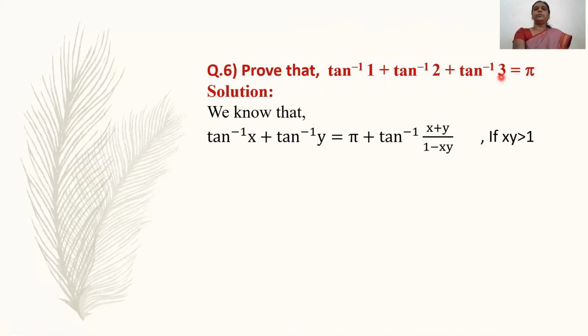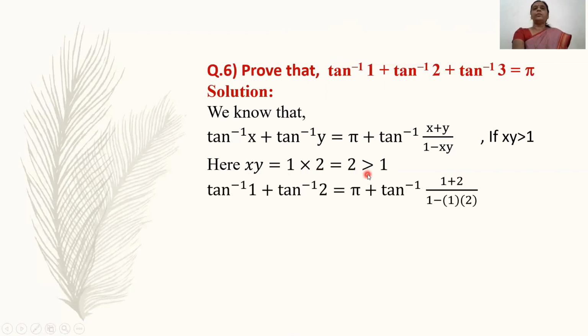We know one property of inverse trigonometric functions: tan inverse x plus tan inverse y is equal to pi plus tan inverse of (x plus y) divided by (1 minus xy), if the product of x and y is greater than 1. Now consider these two functions. Here x is 1 and y is 2. What is the product? If I take the value of x as 1 and the value of y as 2, the product is 2, obviously greater than 1. Therefore, for these two functions, tan inverse 1 and tan inverse 2, I will use this property.